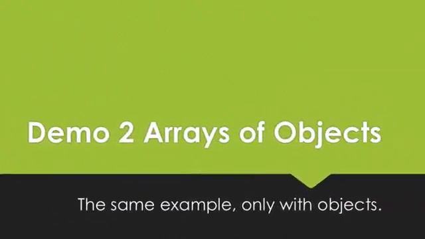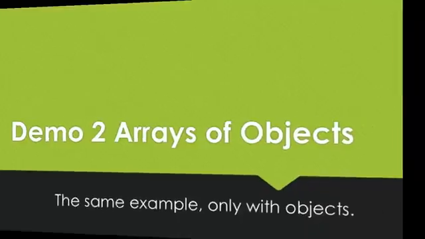I hope you found that initial demo useful. Now we're going to kick it up a notch and do the same thing, but instead of doing a parallel array, we're going to do arrays of objects. This is a more common approach to solving the problem that you just saw. What we'll do is we'll make a student class, and then we'll declare an array of student.